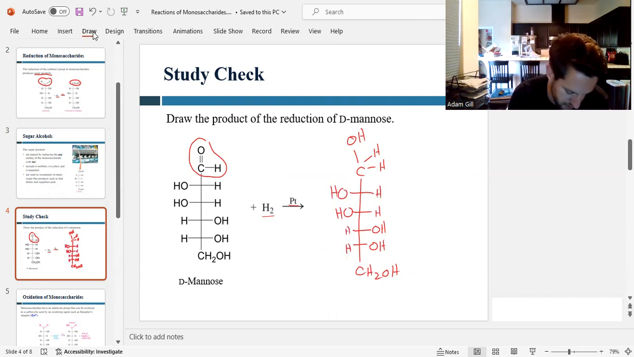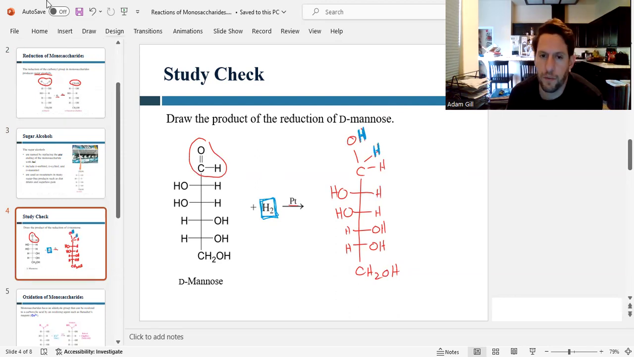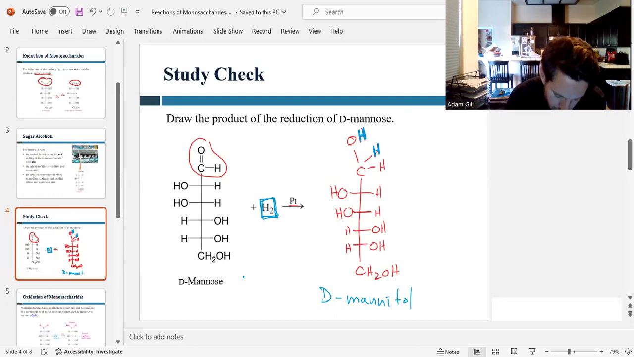And so the 2 hydrogens that we added are here and here. So we added 2 hydrogens across the double bond. And so now we have a sugar alcohol. If it was named mannose before, now it's named mannitol. So the aldehyde becomes an alcohol. Everything else stays the same.